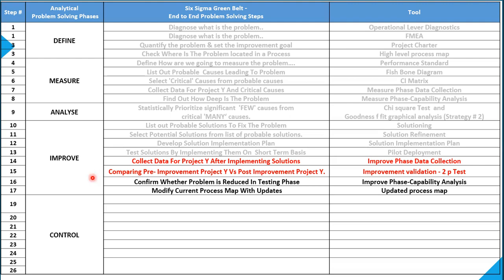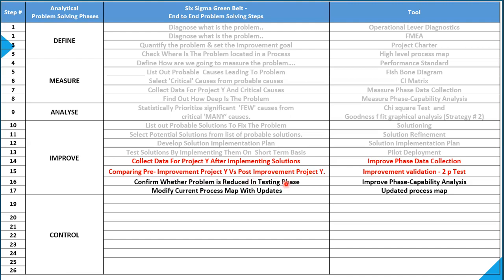We prepared solution implementation plan over here, and we deployed it on an experimental basis. Once we deployed the solution, we need to see whether those solutions have improved the performance of Y, that is project Y, or not. That is why we collected the data for only project Y here in improved phase. In major phase, we collected data for both because we wanted to statistically prove whether given causes had any impact on the Y or not. But here purpose is different. So we are going to collect the data for project Y after implementation of the solution, and then compare pre-improvement project Y versus post-improvement project Y.